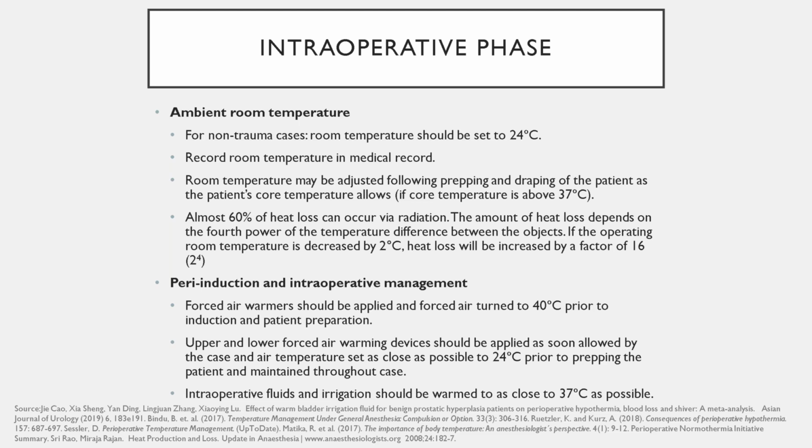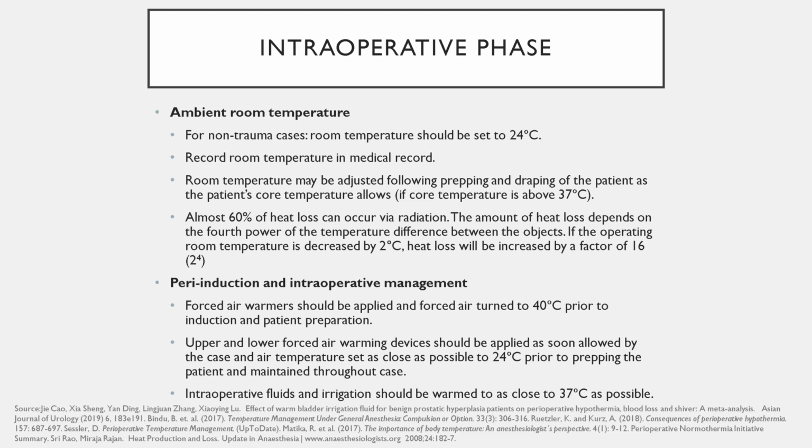So you want to try to get the core temperature as close to above 36 and try to keep it there, because as I've already discussed, redistribution is the biggest loss of heat right off the bat. And you're going to lose a tremendous amount of heat through radiation. So the lower the room temperature is, the more heat you're going to end up losing. And so you have to keep that very much in mind.